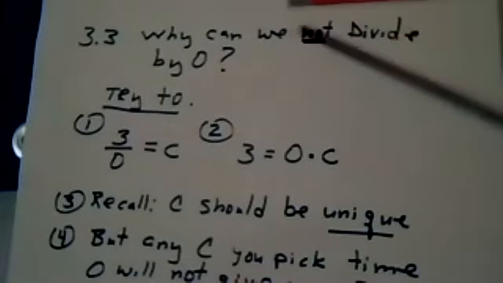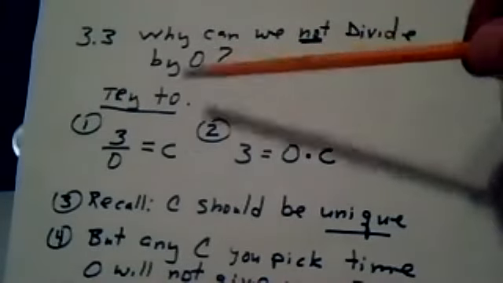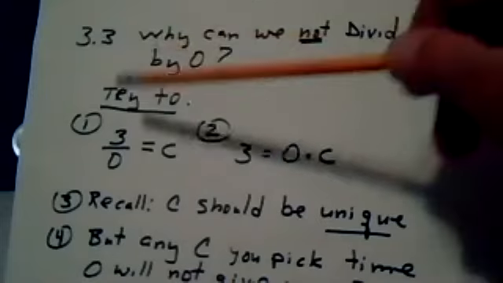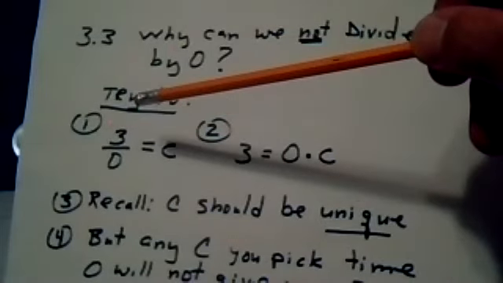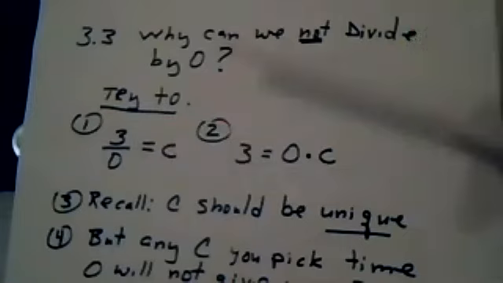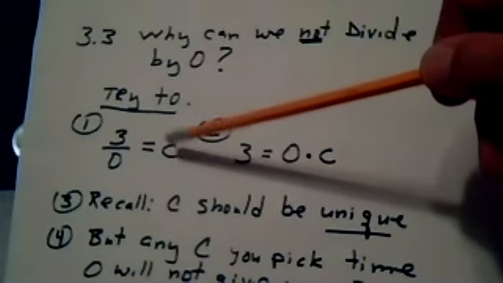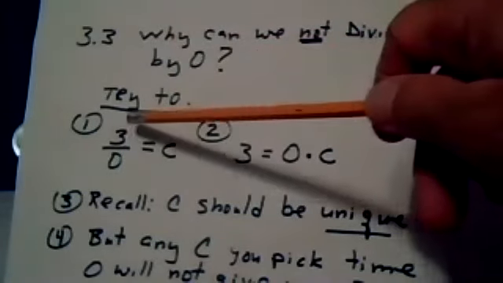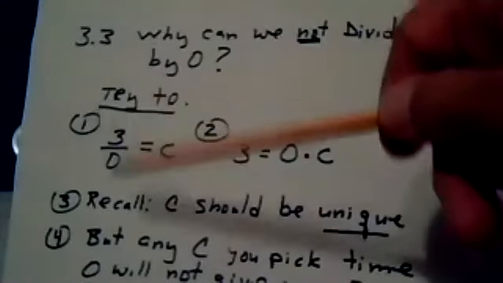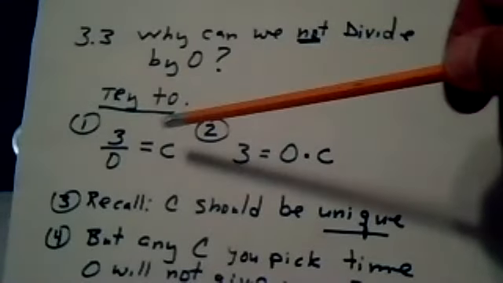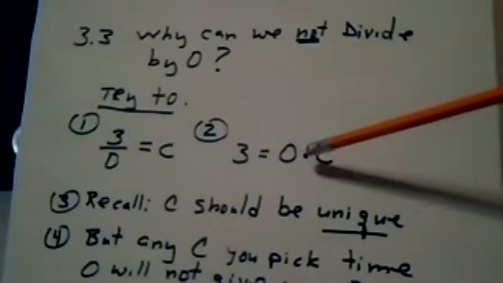Why can we not divide by 0? Well, try it. Let's see what happens. Suppose you were wondering what 3 divided by 0 equals. I don't know what it is. It's strange. It equals some C. So if we're saying that 3 divided by 0 equals C, turn that into a multiplication, that would be because 3 equals 0 times C.